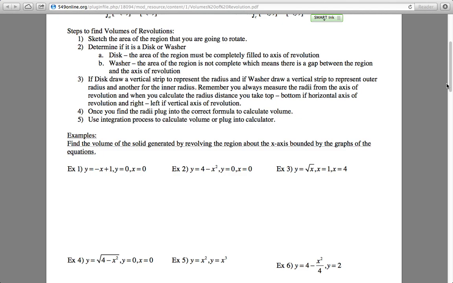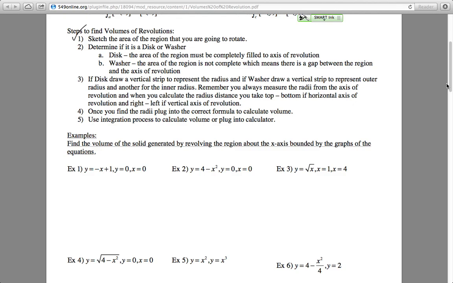Step 1, sketch the area of the region that you're going to rotate. So first step, and some of you are like, well, that's not very necessary. It is actually very necessary. And a lot of times it's given. On the free response type questions, it will probably be given to you. On the multiple choice, you will have to sketch it yourself.